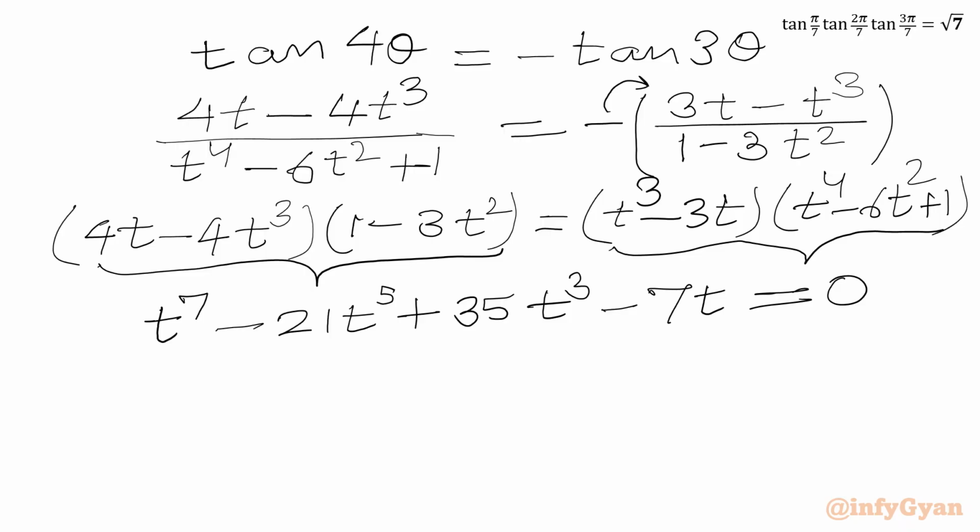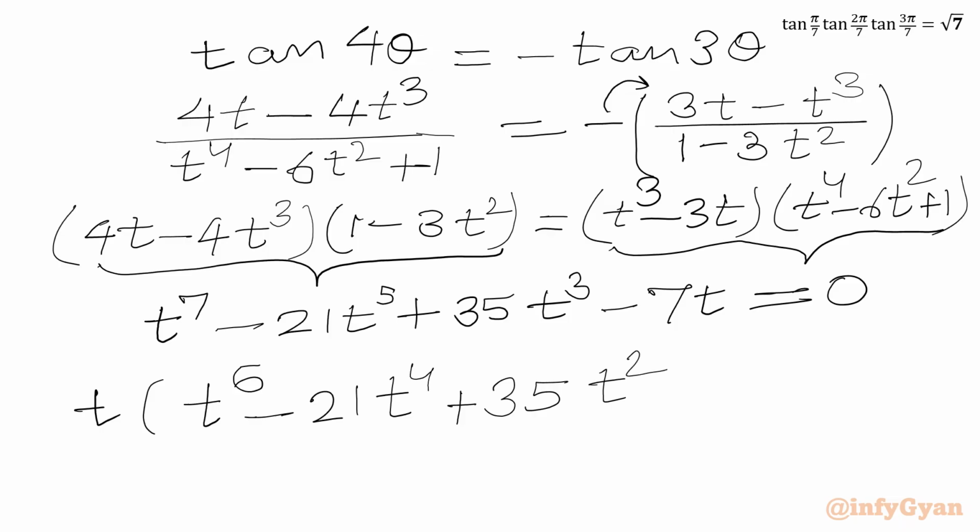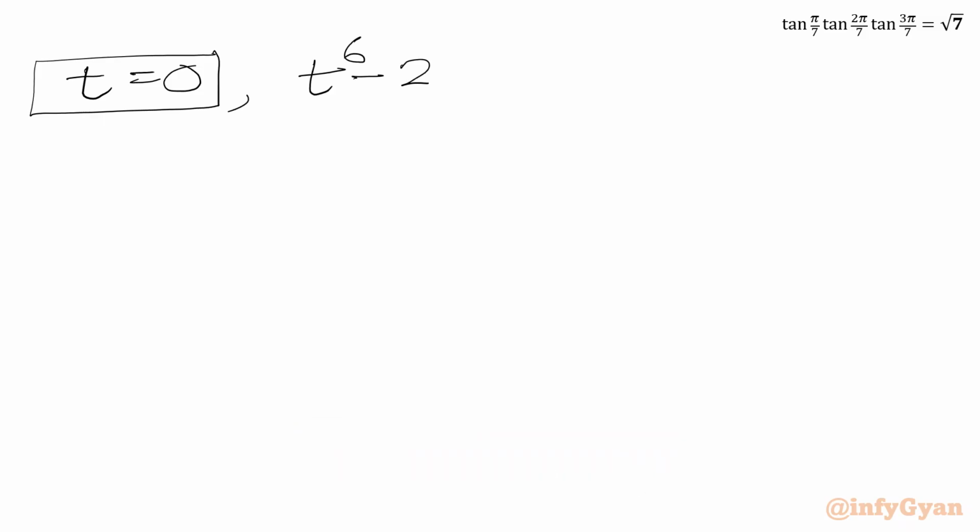Now we can take t common out. So let me write here t times, in the bracket, t power 6 minus 21 t power 4 plus 35 t square minus 7 equal to 0. Now we will apply the product 0 rule. So we can write either t equal to 0 or the sextic equation in t: t power 6 minus 21 t power 4 plus 35 t square minus 7 equal to 0.